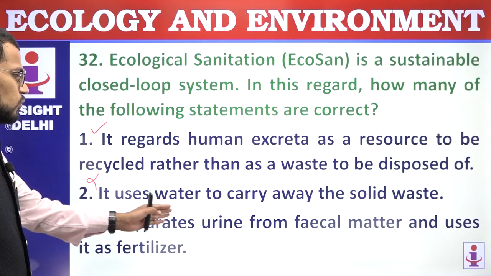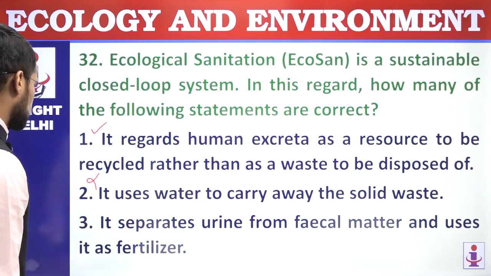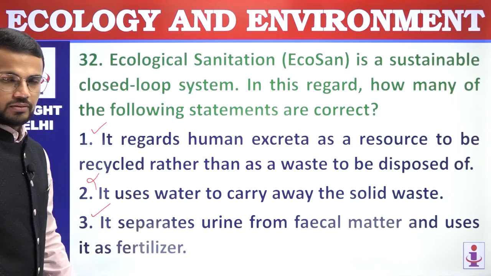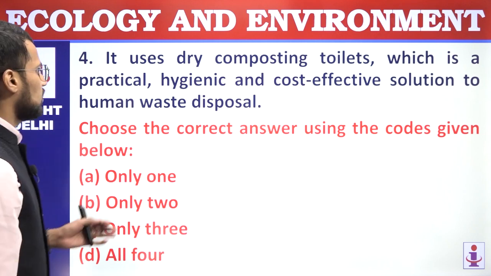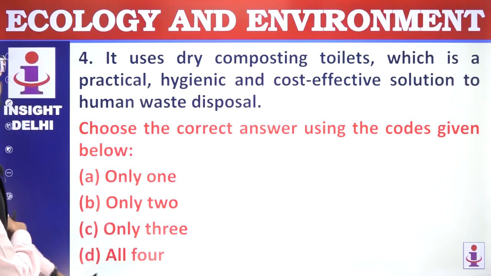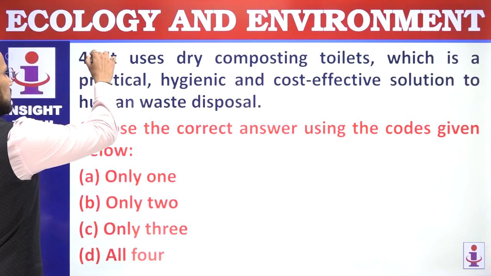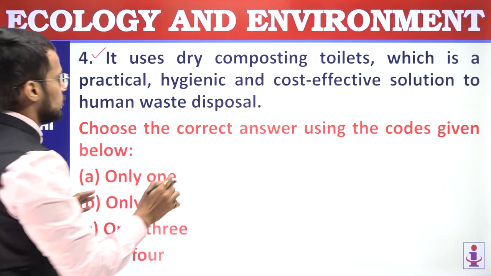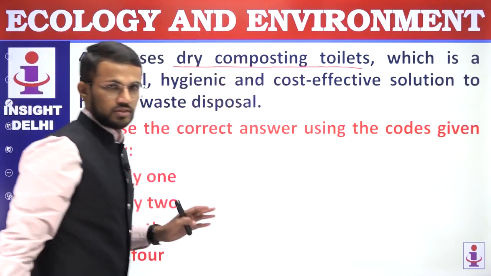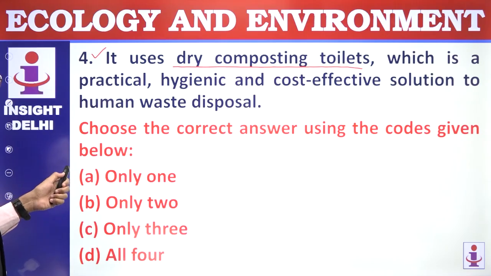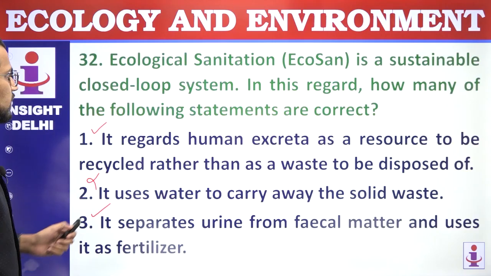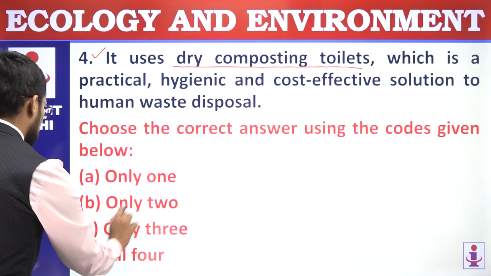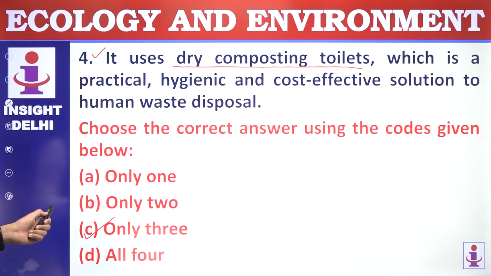Third, it separates urine from fecal matter and uses it as fertilizer. Correct statement. Fourth, it uses dry composting toilets, which is a practical, hygienic and cost-effective solution to human waste disposal. So as there is no use of water, they use dry composting toilets. Fine. So 3 statements are correct, that is first, third and fourth. We are supposed to find out correct statements only, and that's why the answer is C, 3 only. Right? 32, answer is C.